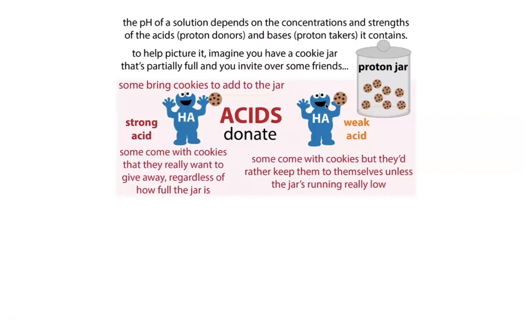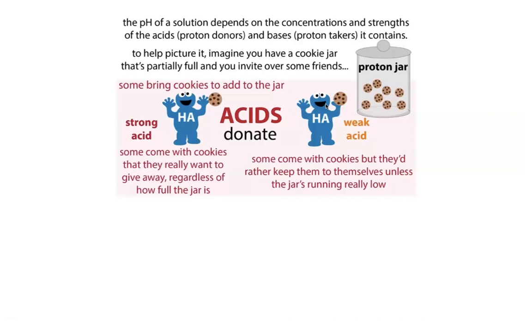And therefore, the proton availability, the pH, is going to directly influence whether you're going to find the acid with a cookie or without a cookie, whether you'll find it in its conjugate acid form with the cookie or in its conjugate base form without the cookie.